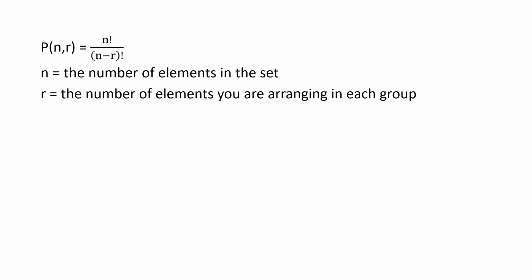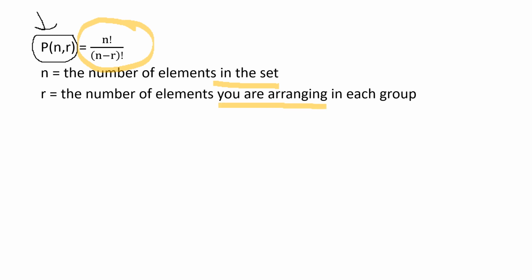So there's a formula that may not make a lot of sense, but the formula is this. This part right here doesn't matter. This is just the name of the formula, permutation of N and R. This is the part that you need to remember. N is the number of elements in a set. R is the number you are arranging.